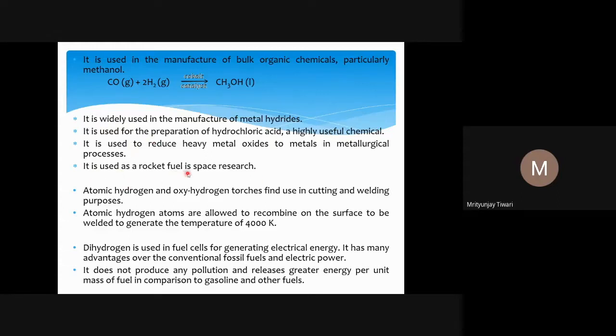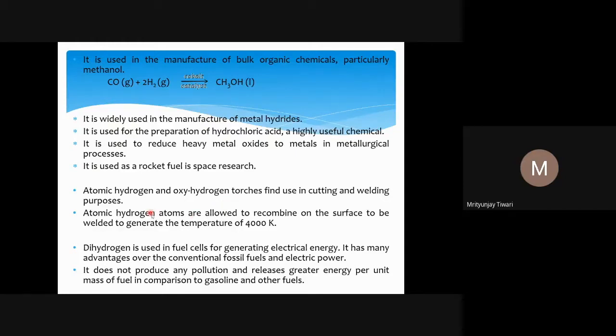Hydrogen is used as a rocket fuel in space research. If you use solid or liquid hydrogen, and we know hydrogen is combustible, you can use it as a fuel. And if you liquefy or solidify it, it will take a smaller volume, so in a smaller volume you can store a lot of fuel. Atomic hydrogen and oxyhydrogen torches are used by people for cutting and welding purposes.